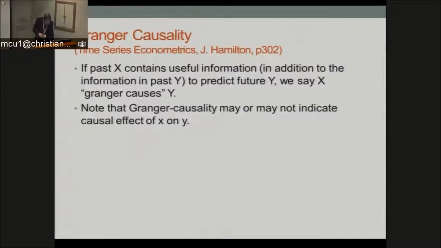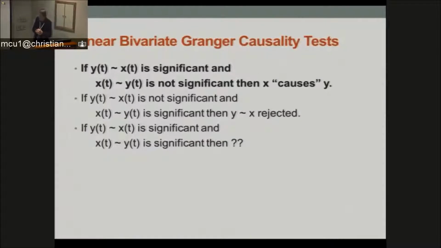So what we want to look at when we do Granger causality tests is basically we're going to do two tests. We're going to test if y is a function of x, and then we're going to test whether x is a function of y. And let's say that the time series y is the one that we think should be caused by x. So then if it turns out that the test for y as a function of x is significant, and x is not significant in terms of being a function of y, then we can say that x causes y.